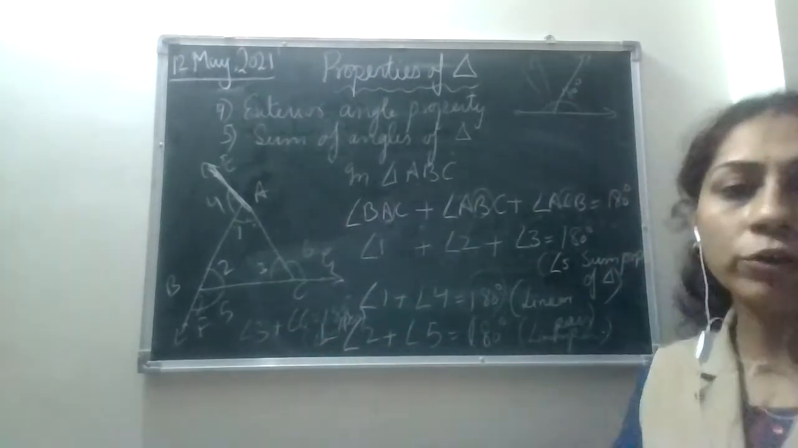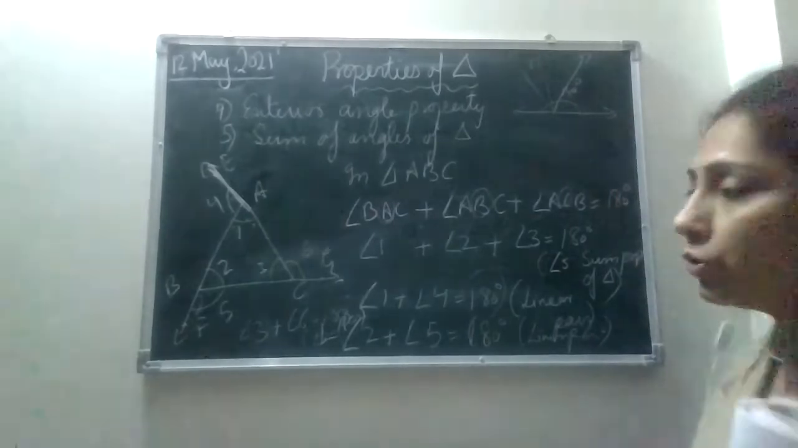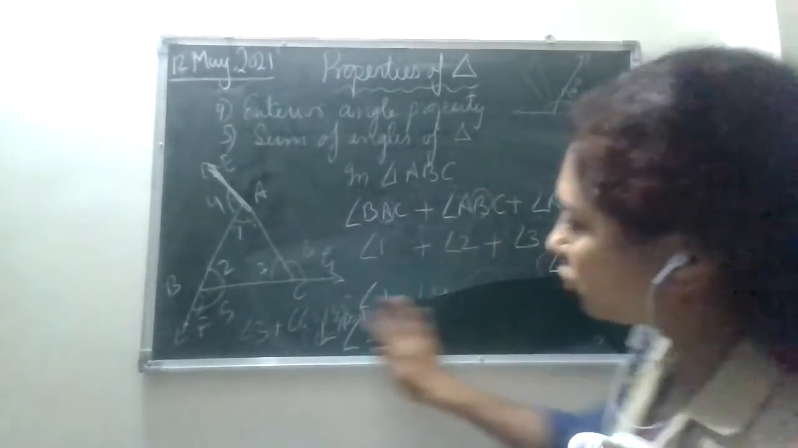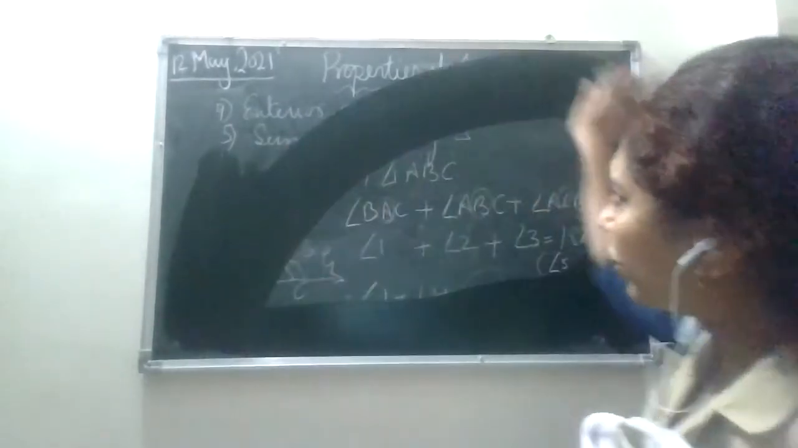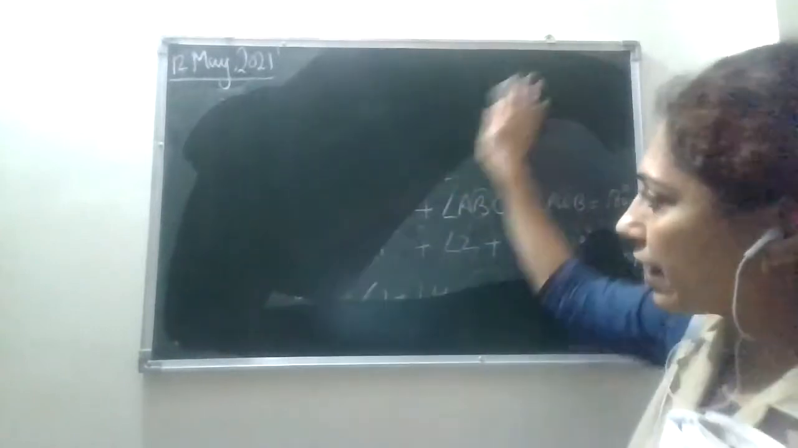Fine. I'm telling you a very important property now. See the relationship now. I'm going to redraw the triangle, the same triangle, and see here how it will come.